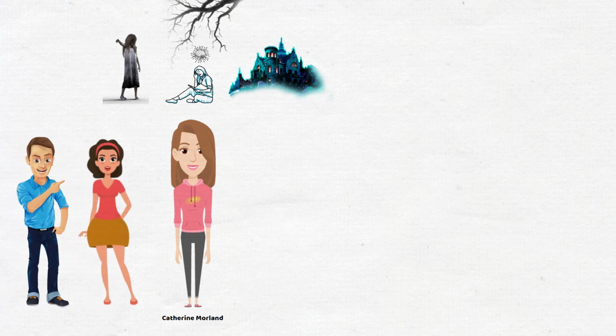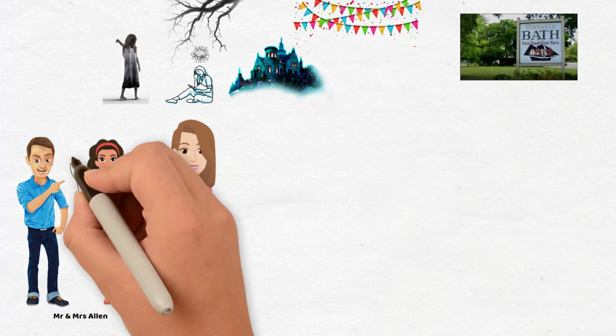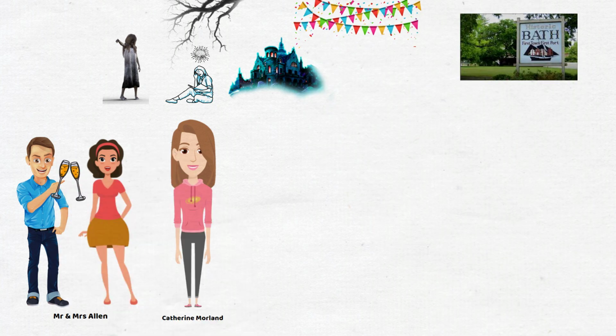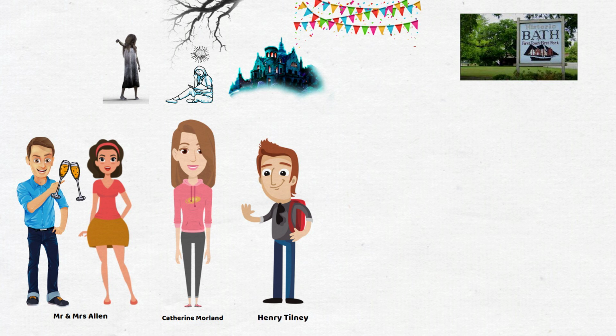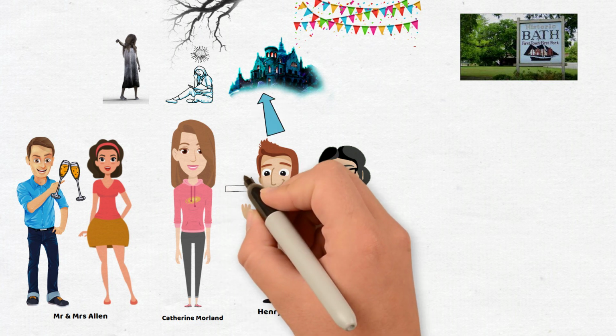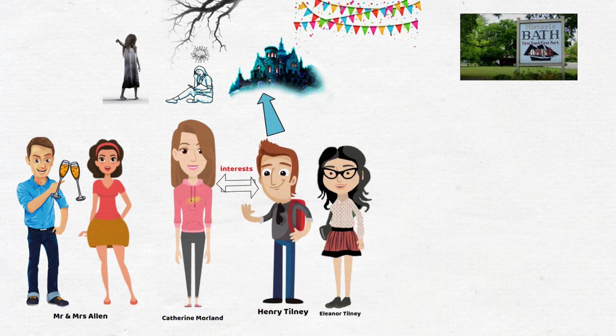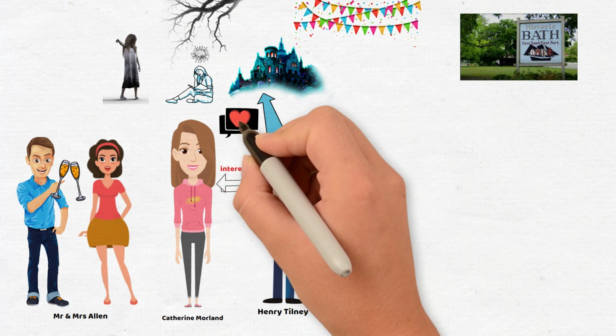She has two friends, Mr. and Mrs. Allen, who take her to the town of Bath to enjoy a ball party. As she reaches the party, she meets a lot of people there, including Henry Tinley and his sister Eleanor Tinley. Tinley is smart and he too has an interest in novels, especially the Gothic novels. So Catherine and Henry share the interest of reading novels and they become good friends. After a while, Catherine begins liking Tinley.